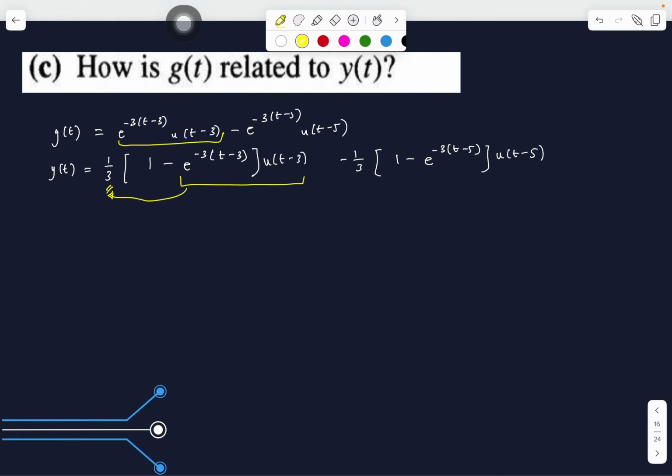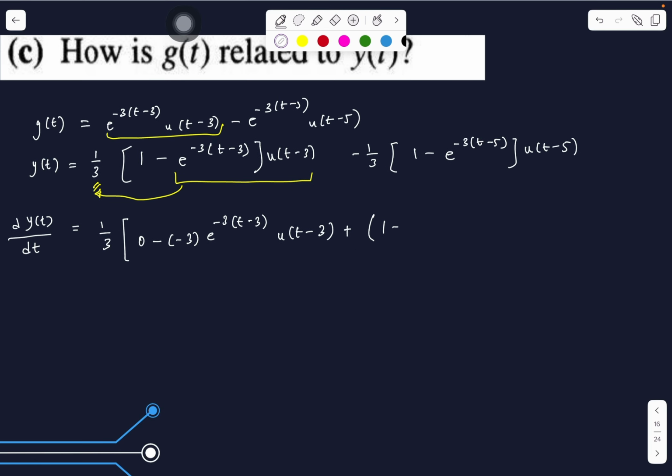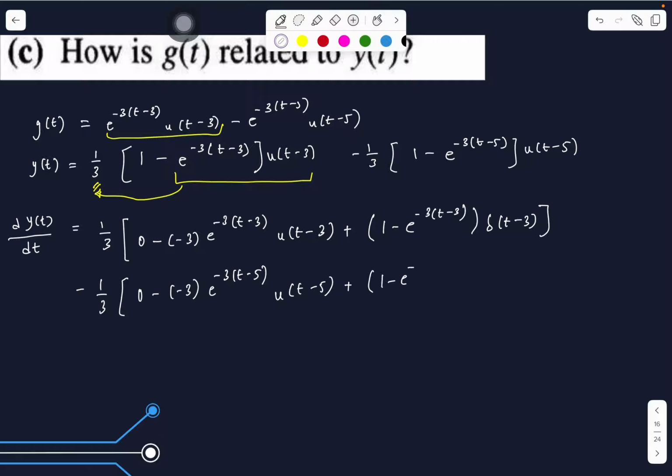So let's try to find the derivative of y(t). So dy(t)/dt is equal to 0 minus negative 3 e^(-3(t minus 3)) times u(t minus 3). That's the first one. Then (1 minus e^(-3(t minus 3))) times delta(t minus 3). And the next term, the same way, negative 3 e^(-3(t minus 5)) u(t minus 5) plus (1 minus e^(-3(t minus 5))).